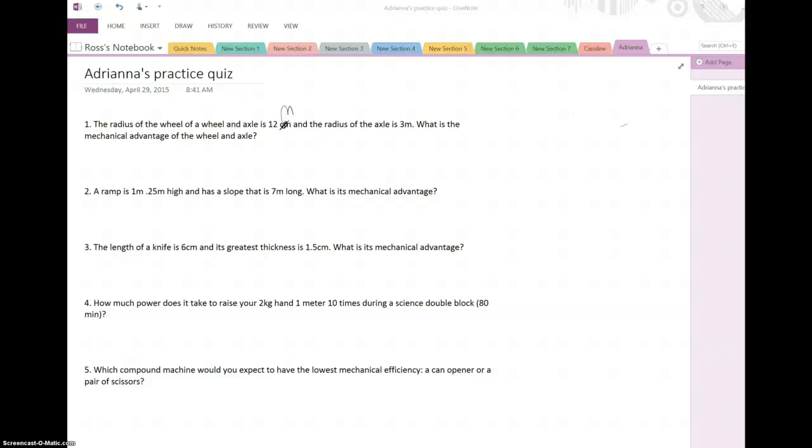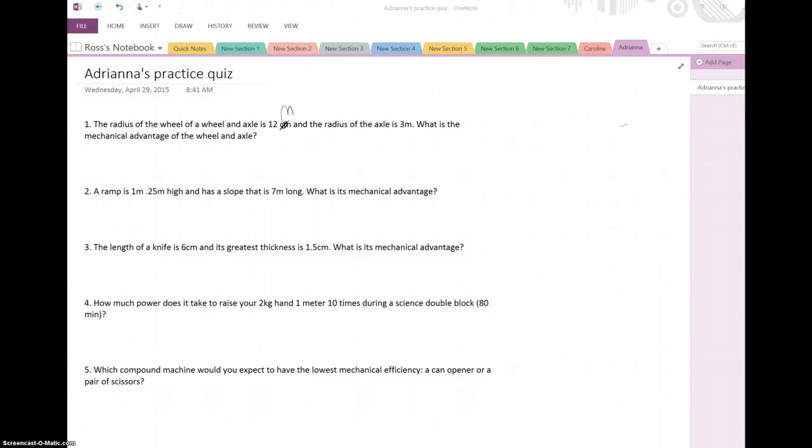So I've gotten two different practice quizzes, one from Adrianna and one from Caroline. We're going to get started with Adrianna's first. In the first question, you can see that I've changed 12 centimeters to meters. The reason for this is not because it's bad to have it as centimeters and make us switch units. I just want to simplify it for this practice problem, but that would be a good thing that might show up on the quiz this Friday.